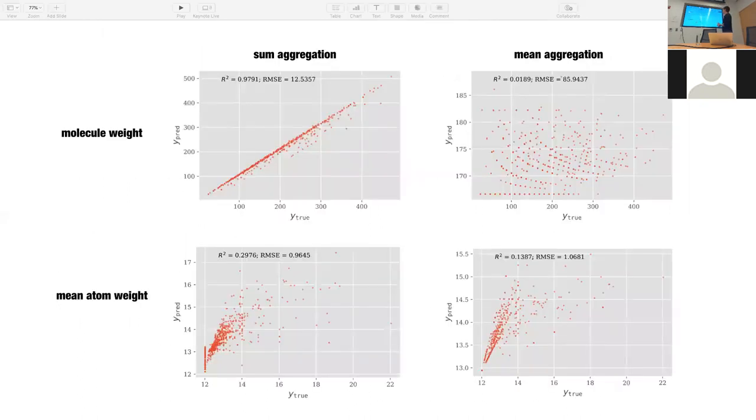So if you use a sum to predict the sum of atom weights, or molecule weight, it works perfectly. If you use a mean to predict the mean atom weight, it kind of works, but there's a paper discussing the fact that mean aggregation is not as powerful as sum aggregation itself, and it's harder to train. However, if you use the opposite, it's kind of miserable.